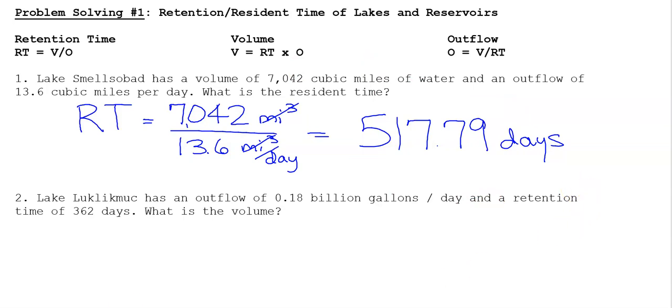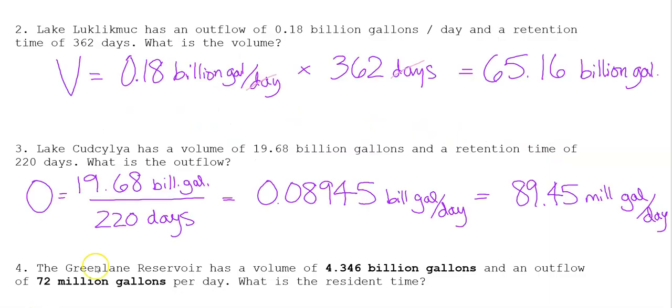Okay, so if we look down at the second one, it says Lake Look Like Muck has an outflow of 18.81 billion gallons per day and a retention time of 362 days. So what's the volume now? We're solving for volume. So here we've set up the equation. Volume is equal to outflow times retention time. So 0.18 billion gallons per day times 362 days.